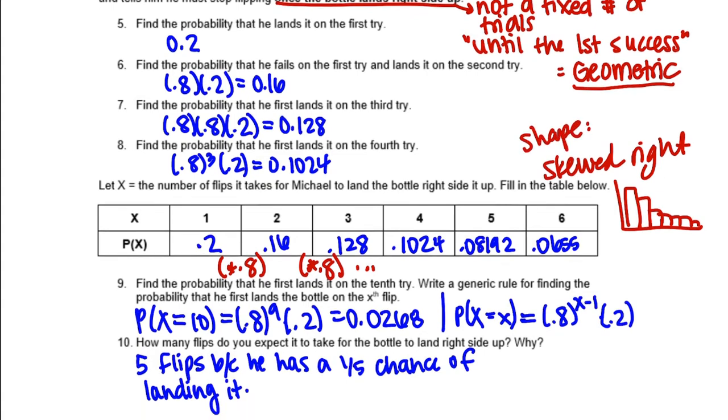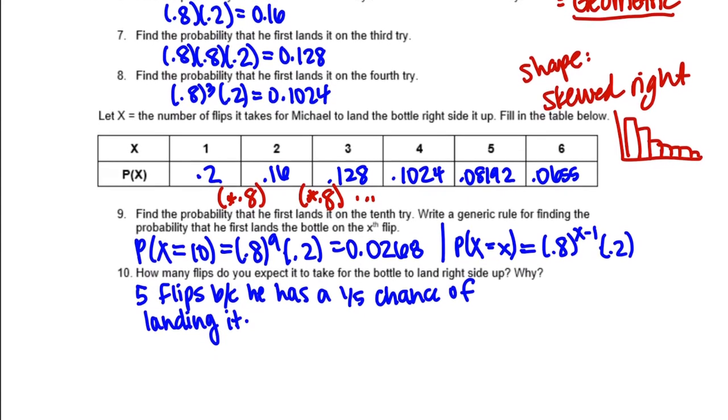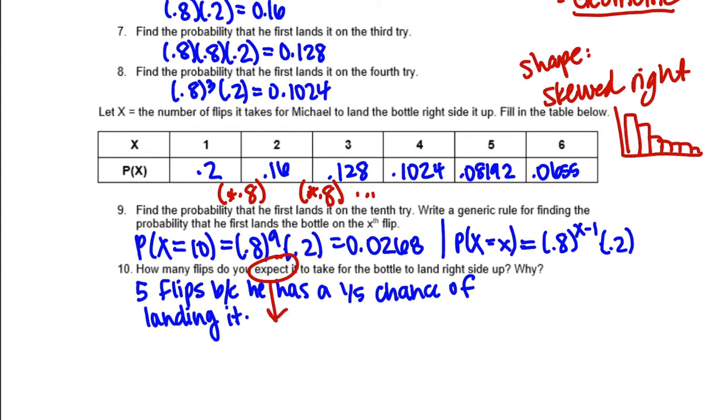And then we have the center, expect, that's our mean. And that equals 1 over the probability. So I could have done 1 over 0.2 to get 5 flips. And then our standard deviation, we use this symbol.